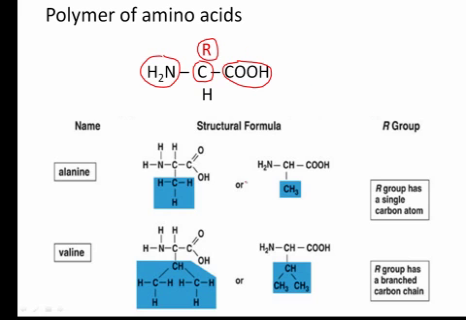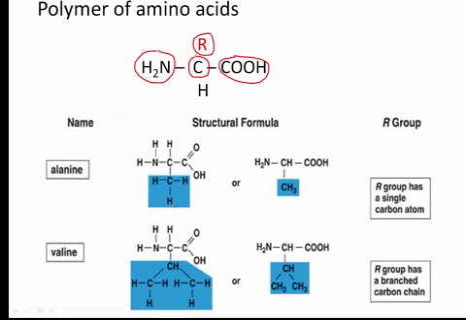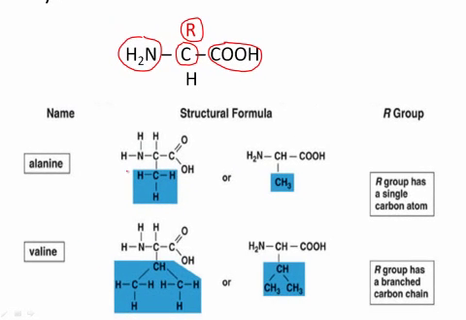So here are just a couple of examples. If you look at these formulas, you can see the NH2, the amine. On the opposite end, you can see the acid group. And then what's shown in blue is some of the different R groups. So the first one here would be the amino acid alanine.